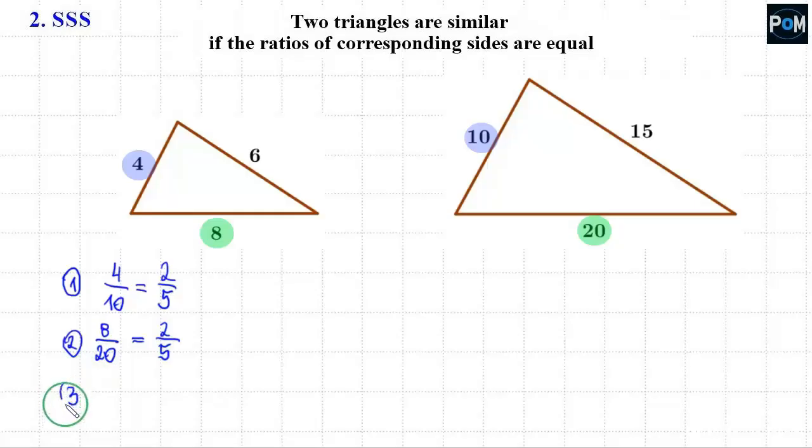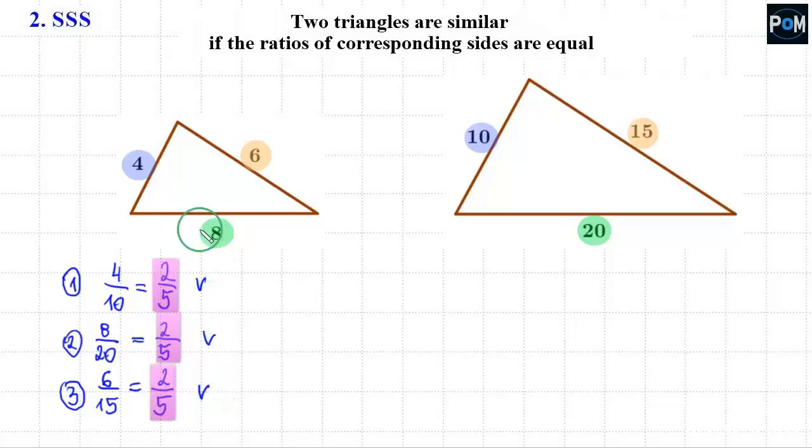And now, the third pair of sides must also give me the same result. So I check 6/15. I divide the 6 from the small triangle by the 15 from the big triangle. I can simplify this here by 3. 6 divided by 3 is 2, and 15 divided by 3 is 5. And again, I got 2/5 here. In each case, the result was 2/5, which means that the sides of this triangle and the sides of that triangle are proportional. Corresponding sides are proportional. It means that these triangles are similar.